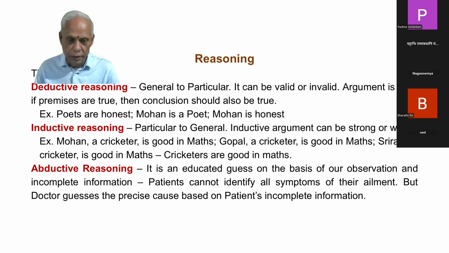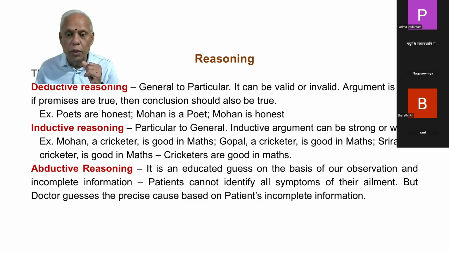For example, let us look at this example. I say Mohan is a cricketer. I am talking about some cricketers, some players who are good at cricket. Mohan is a cricketer and he is good in maths. Gopal is a cricketer and he is good in maths. Sriram is a cricketer and he is good in maths. Means all these people, Mohan, Gopal and Sriram are cricketers and all of them are good in maths. These are particular statements, different particular cases. Now I am generalizing it as cricketers are good in maths. You cannot say valid or invalid here.